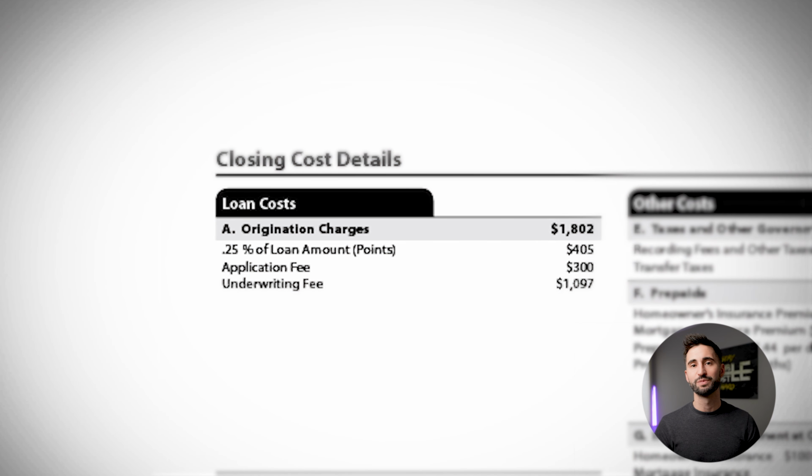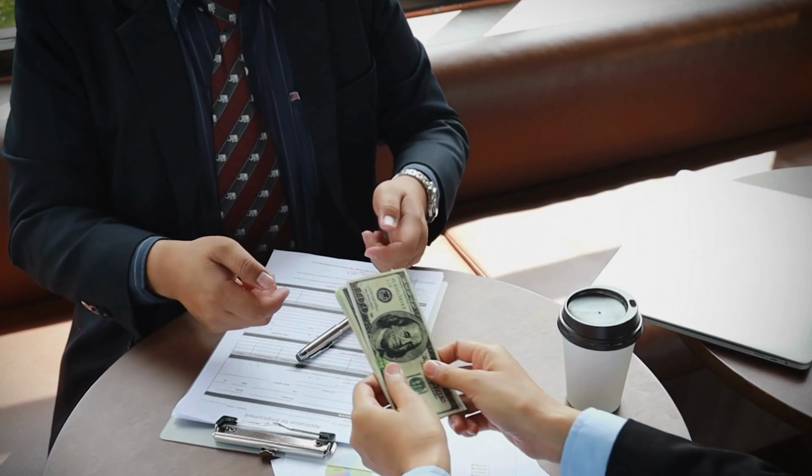Now, here's how you know if you're getting screwed. There's a line item for something called points or origination fees. This is a fee that you are paying as the buyer in exchange for your interest rate. So unless it has been conveyed to you that you are paying for that interest rate, you should never see anything here. And if you do, you absolutely want to be having a conversation because something is not right.